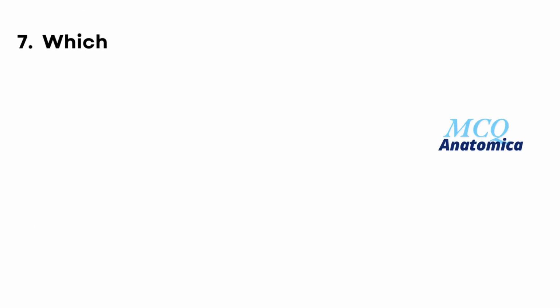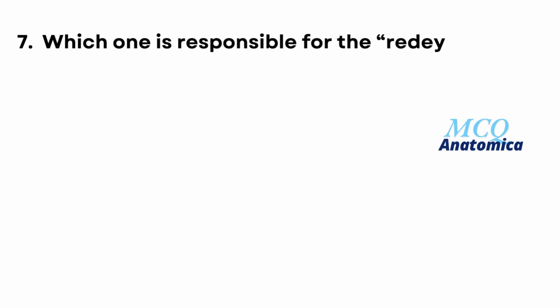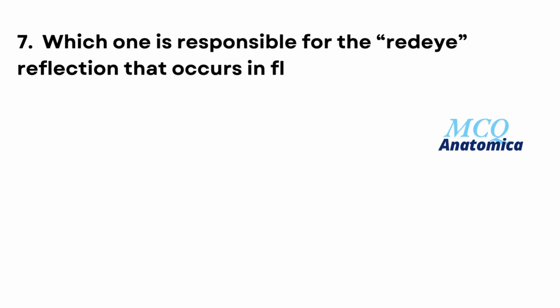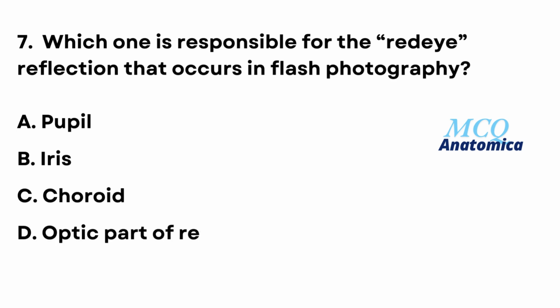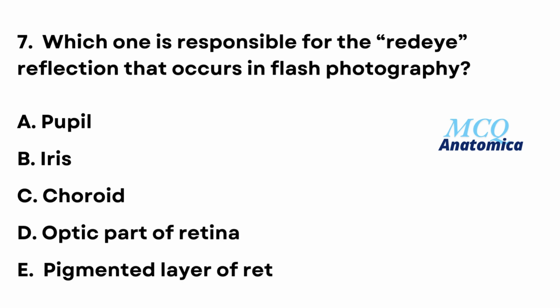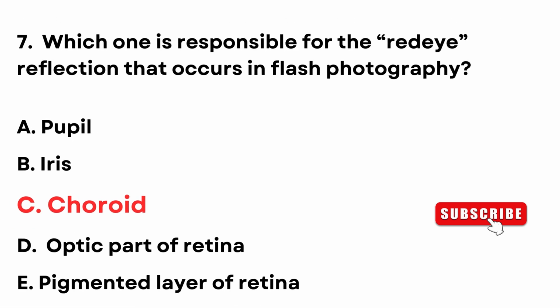7. Which one is responsible for the red eye reflection that occurs in flash photography? A. Pupil. B. Iris. C. Choroid. D. Optic part of retina. E. Pigmented layer of retina. The answer is C. Choroid.